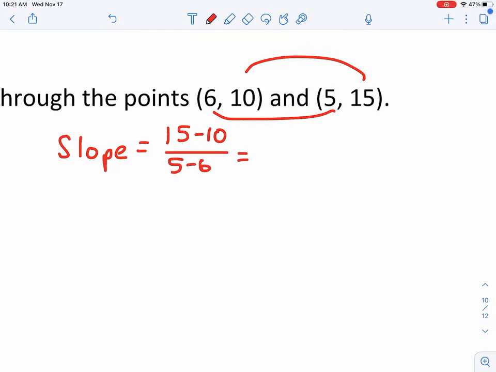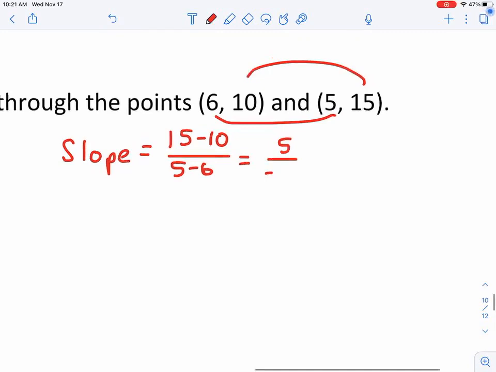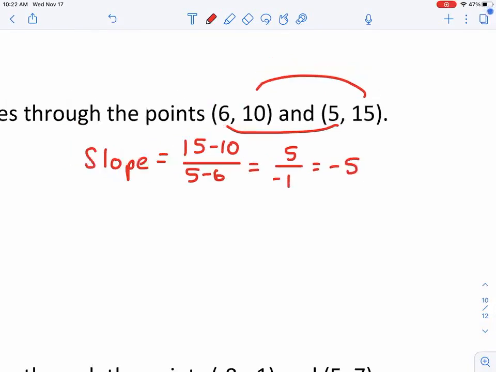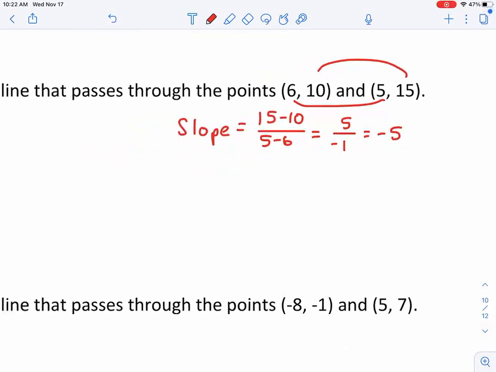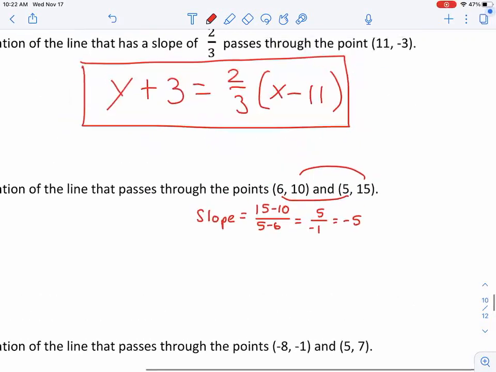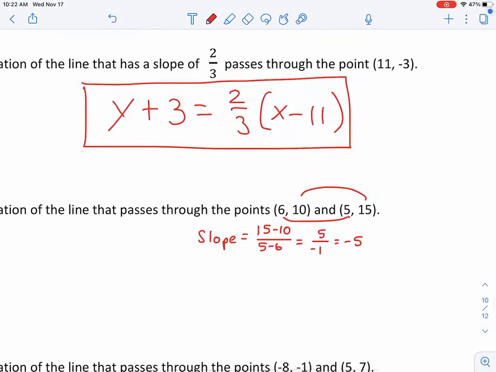Okay, we subtracted the y's on top, the x's on the bottom. So 15 minus 10 is 5, and 5 minus 6 is -1. And so our slope is -5. So now it's just like the problem above it. We know the slope. We know a point. In fact, we know 2 points. And we're just going to write our equation. You can actually write 2 answers that look different, but they're of the same line.